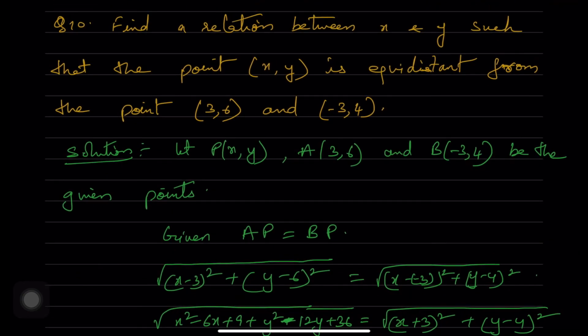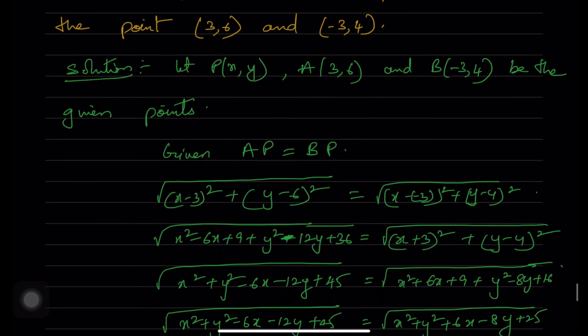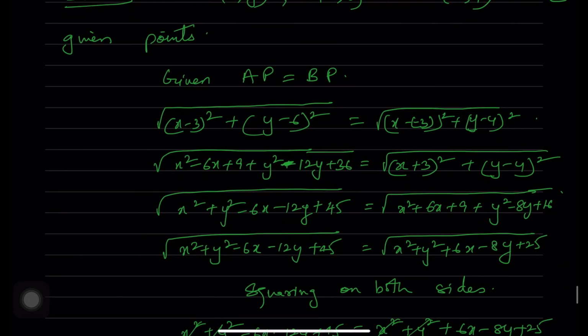Find a relation between x and y such that the point (x, y) is equidistant from the points (3, 6) and (-3, 4). So let P(x, y), A(3, 6) and B(-3, 4) be the given points. So given AP is equal to BP, root of (x minus 3) whole square plus (y minus 6) whole square is equal to under root of (x plus 3) whole square plus (y minus 4) whole square.